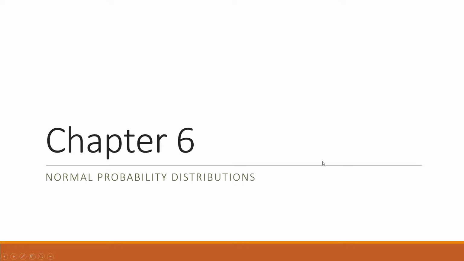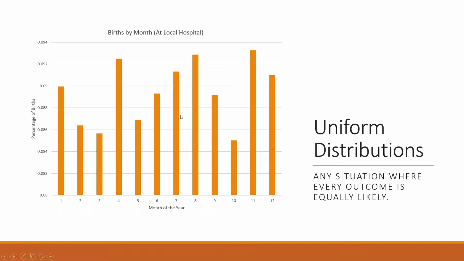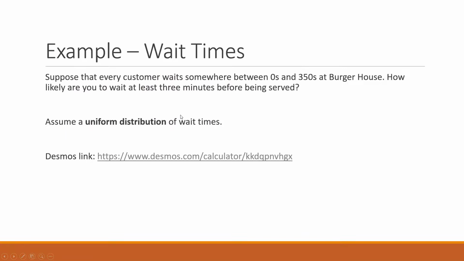Welcome back. We ended the last video on a bit of a cliffhanger dealing with uniform distributions, so let's pick right up with that. So we were waiting in line at Burger House, and we wanted to know how likely we are to have to wait at least 3 minutes.